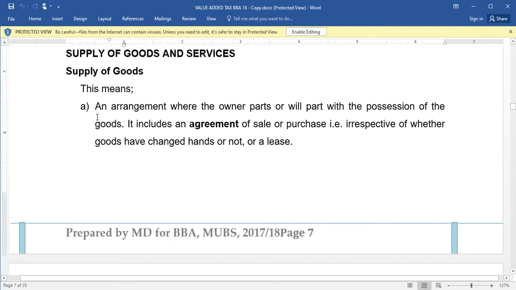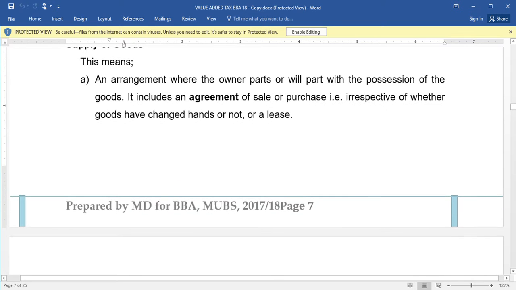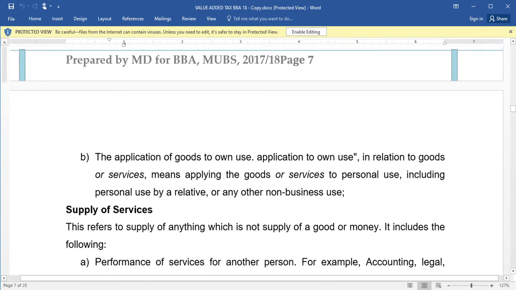Supply of goods means an arrangement where the owner parts or will part with the possession of goods. It includes an agreement of sale or purchase. So, supply of goods can be a sale or a purchase, irrespective of whether goods have changed hands or not. That is a supply. An arrangement where the owner parts or will part with the possession of goods.